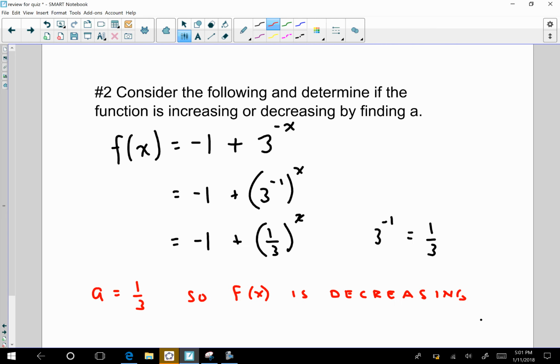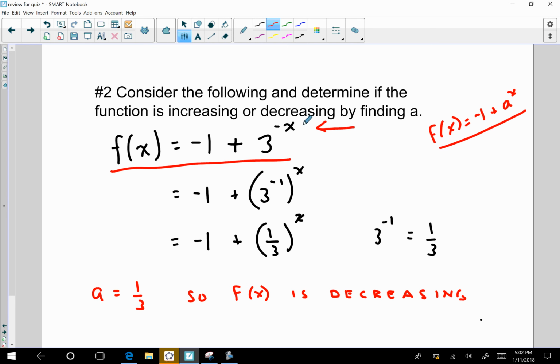The next problem is: consider the following and determine if the function is increasing or decreasing by finding a. And I want this function in the form of an exponential function. This one I am going to have some constant here, but I want it in the form a to the x, or c a to the x, it doesn't matter, but I want the exponent to be a single x. So right here, this is the function I'm given. I have 3 to the negative x. What I want to do is to get just a positive x there.